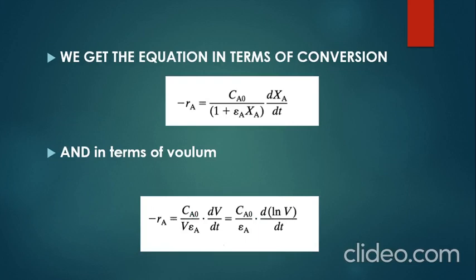So minus RA will be equal to CA naught over 1 plus epsilon A XA into dXA over dt. In terms of volume, minus RA will be equal to CA naught over V epsilon A into dV over dt, which will be equal to CA naught over epsilon A into d ln V over dt. So we have the rate equation of a varying volume batch reactor.